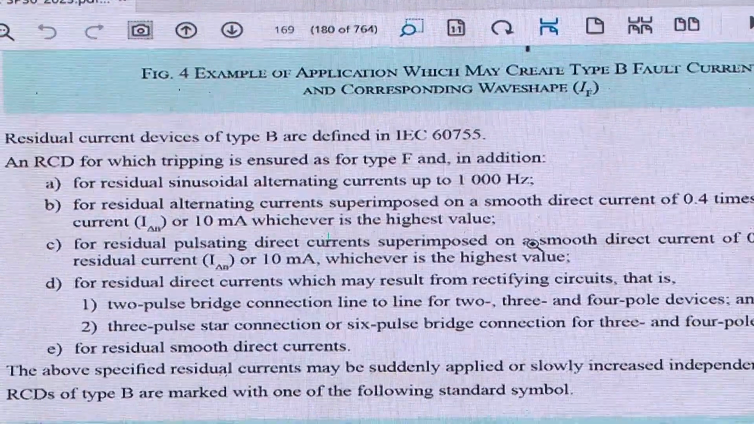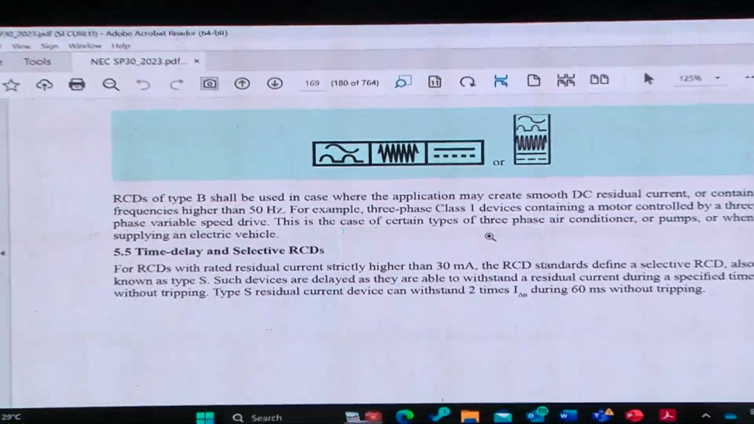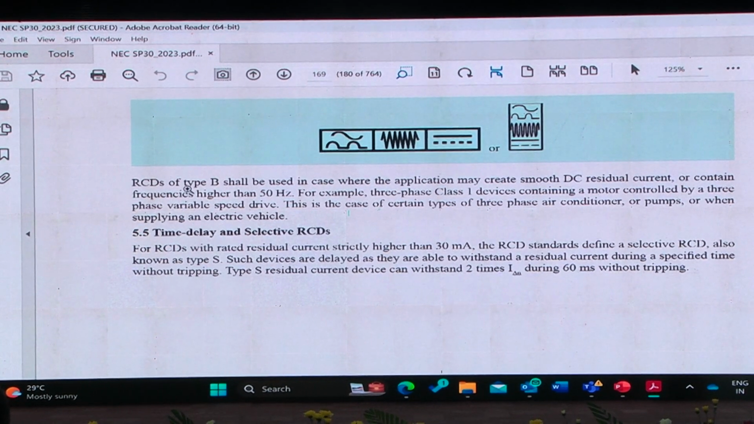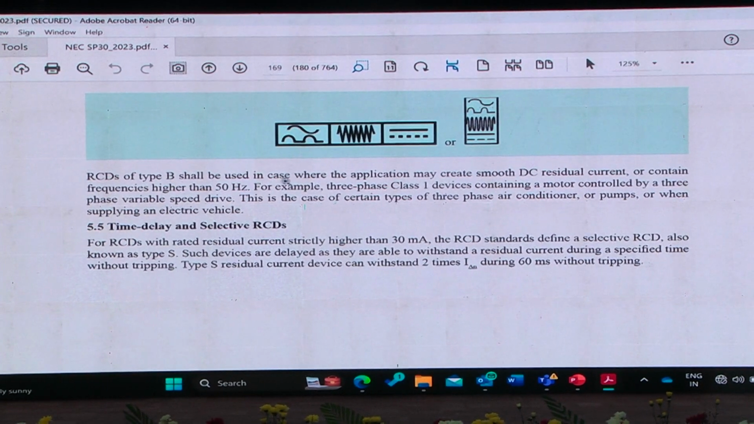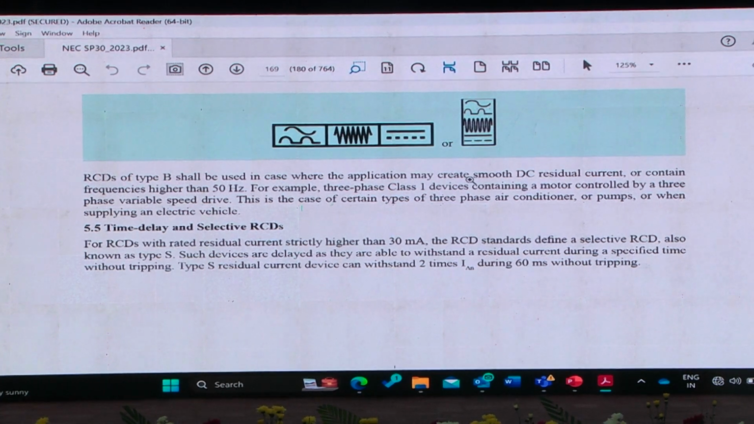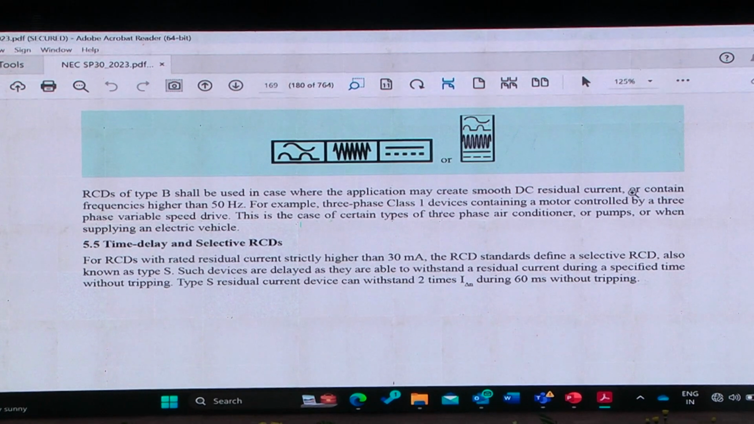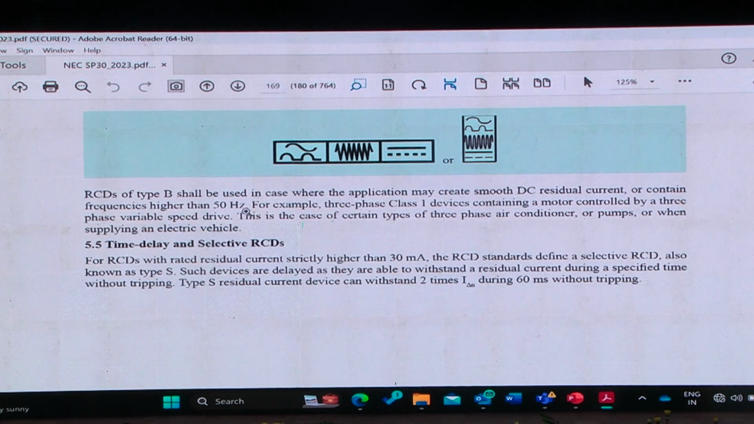So, this is type B. You see the wording: RCDs of type B shall be used in cases where the application may create smooth DC residual current or contain frequencies higher than 50 Hz. For example, a 3-phase class 1 device containing a motor controlled by a 3-phase variable frequency drive. This is the case of certain types of 3-phase air conditioners or pumps, or even supplying an electric vehicle.